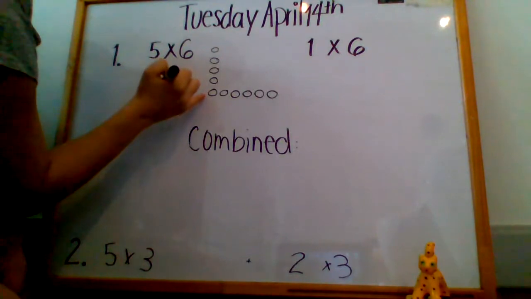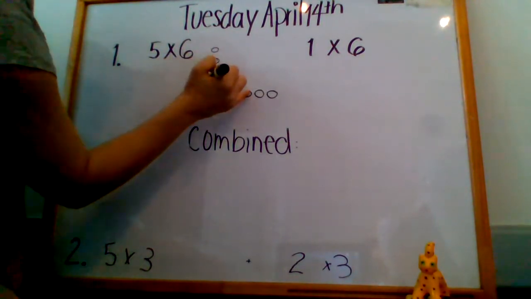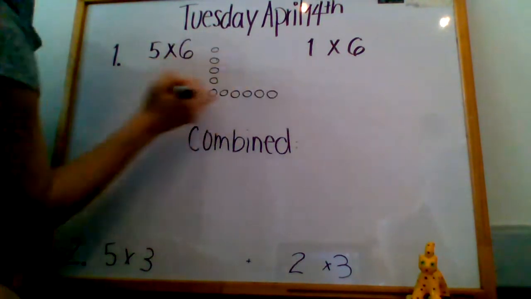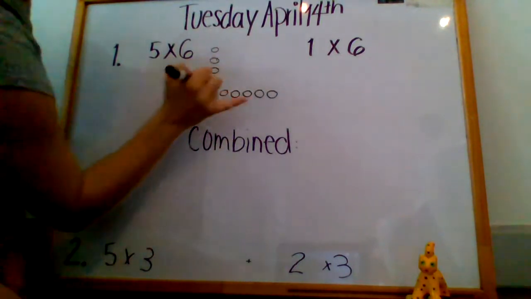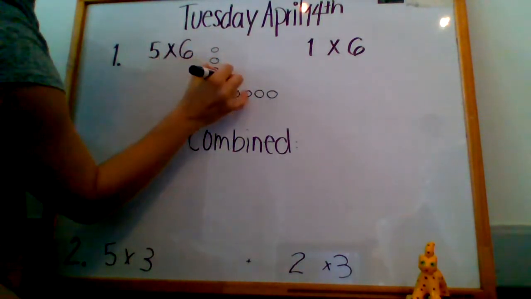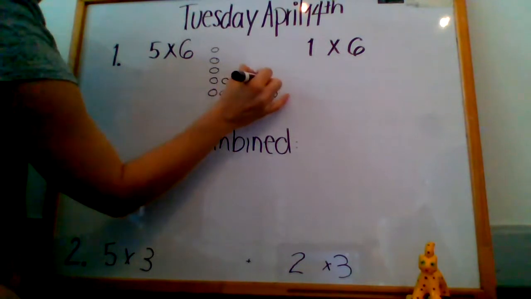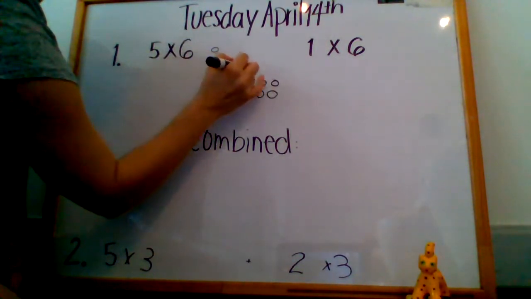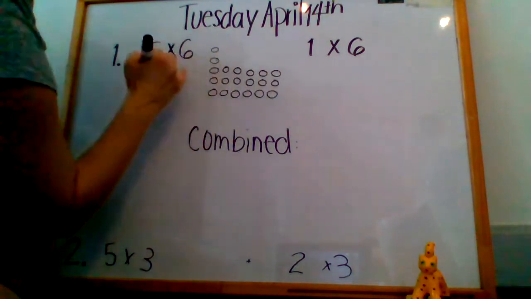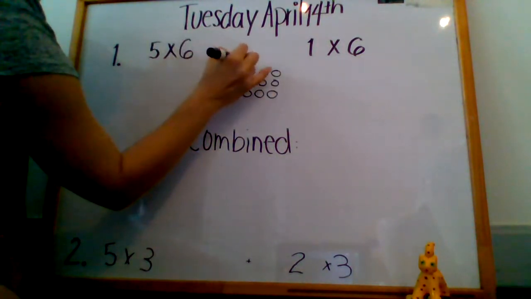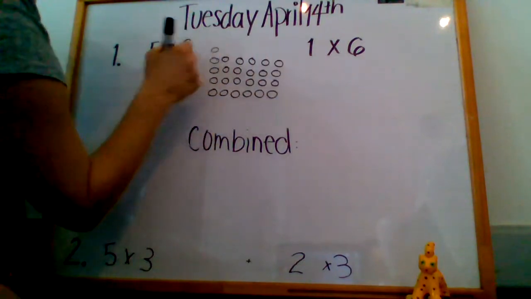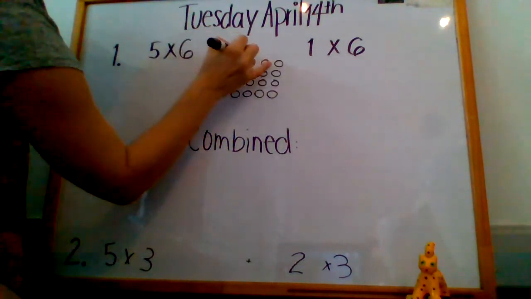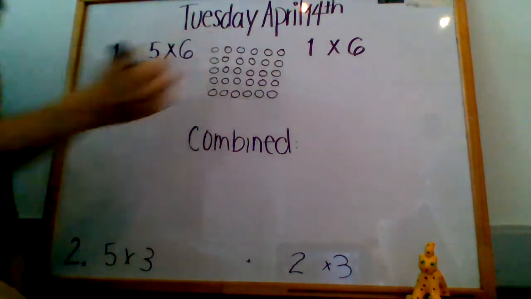So this is our first one. 1, 2, 3, 4, 5, 6. That's our first row of 6 columns. And then we fill in the rest of the rows the same way, each with 1, 2, 3, 4, 5, 6.